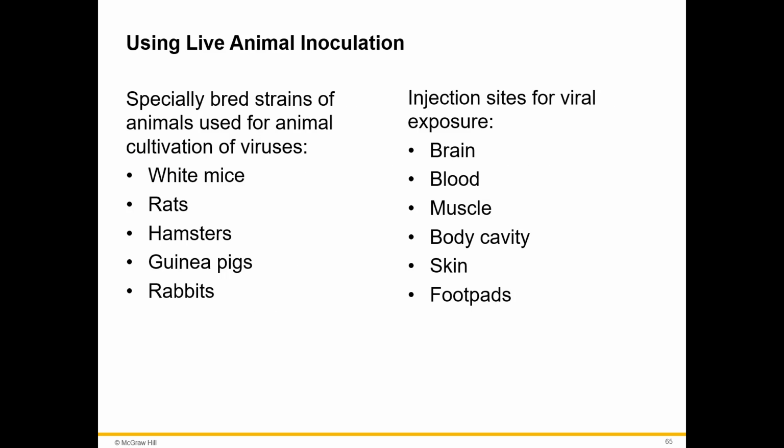So, using live animal inoculation. Remember, viruses need a host in order to replicate. So you need to actually get the virus into a living cell to make it replicate. You can inject viruses into mice, rats, hamsters, guinea pigs, into their brain, blood, muscle, body cavity, skin, or foot pads in order to get this virus to grow. Once it grows in high enough quantities, then you can isolate it from the animal. This will kill the animal.